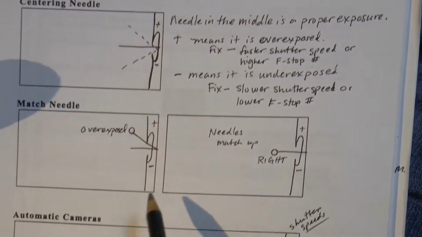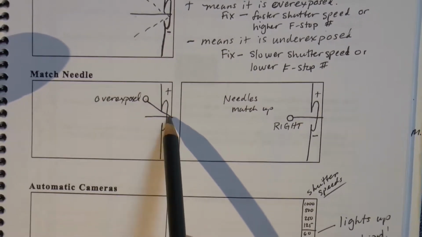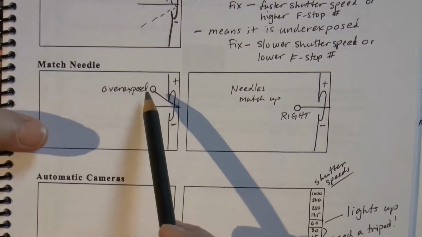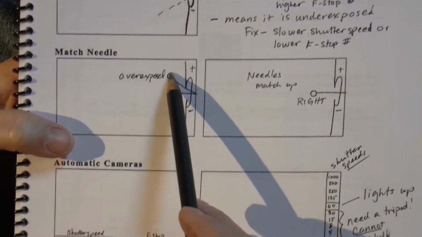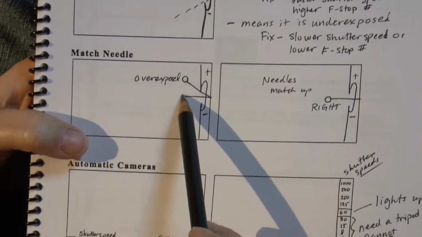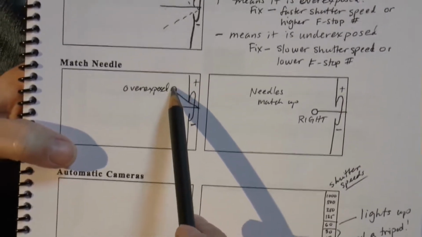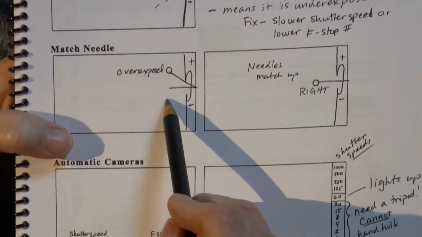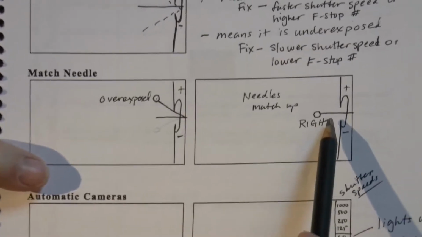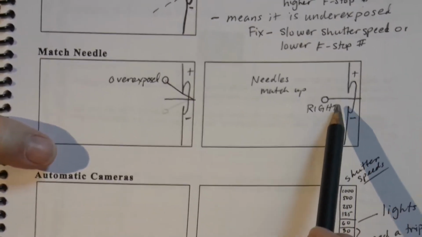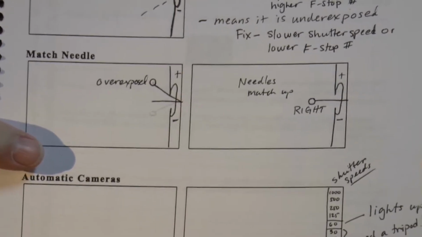Now sometimes you'll have two needles in there, one with a little circle on it and one that doesn't have a circle on it. And this is called a match needle. If the one with the circle is up above the one in the middle, because the one in the middle stays put and this is the one that moves, you're overexposed. If it's down here, it's underexposed. What you need is to set your f-stop and your shutter speed so that the two needles match up, and then you know you've got your exposure right.